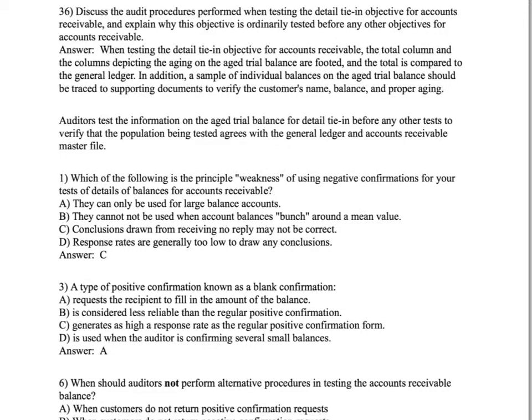Now discuss the audit procedures performed when testing the detailed tie-in objective for accounts receivable and explain why this objective is ordinarily tested before any of the objectives. So in testing the detailed tie-in for accounts receivable, the total column depicting the aging amounts is footed and the totals compared to the general ledger. So you've done that in your case. In addition, a sample of individual balances on the aged trial balance should be traced to supporting documents to verify the customer's name, balance, and proper aging.